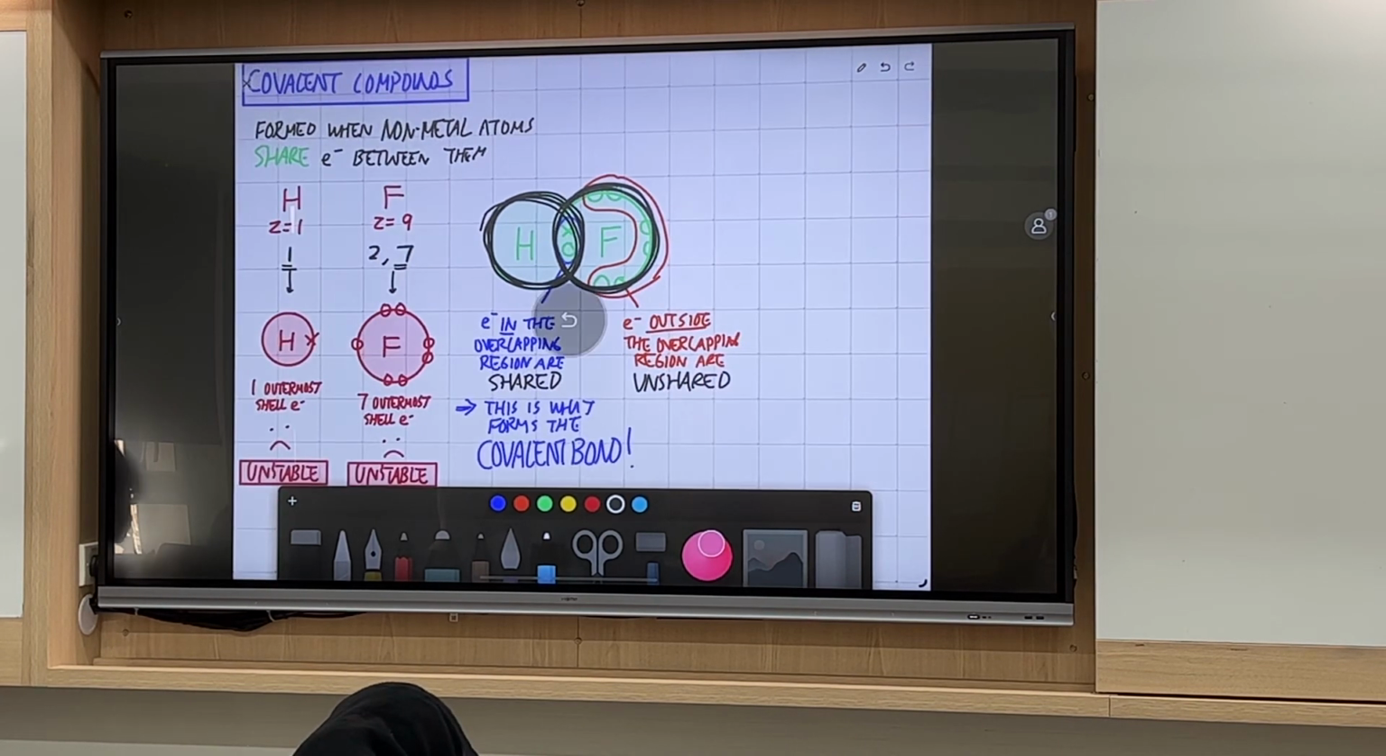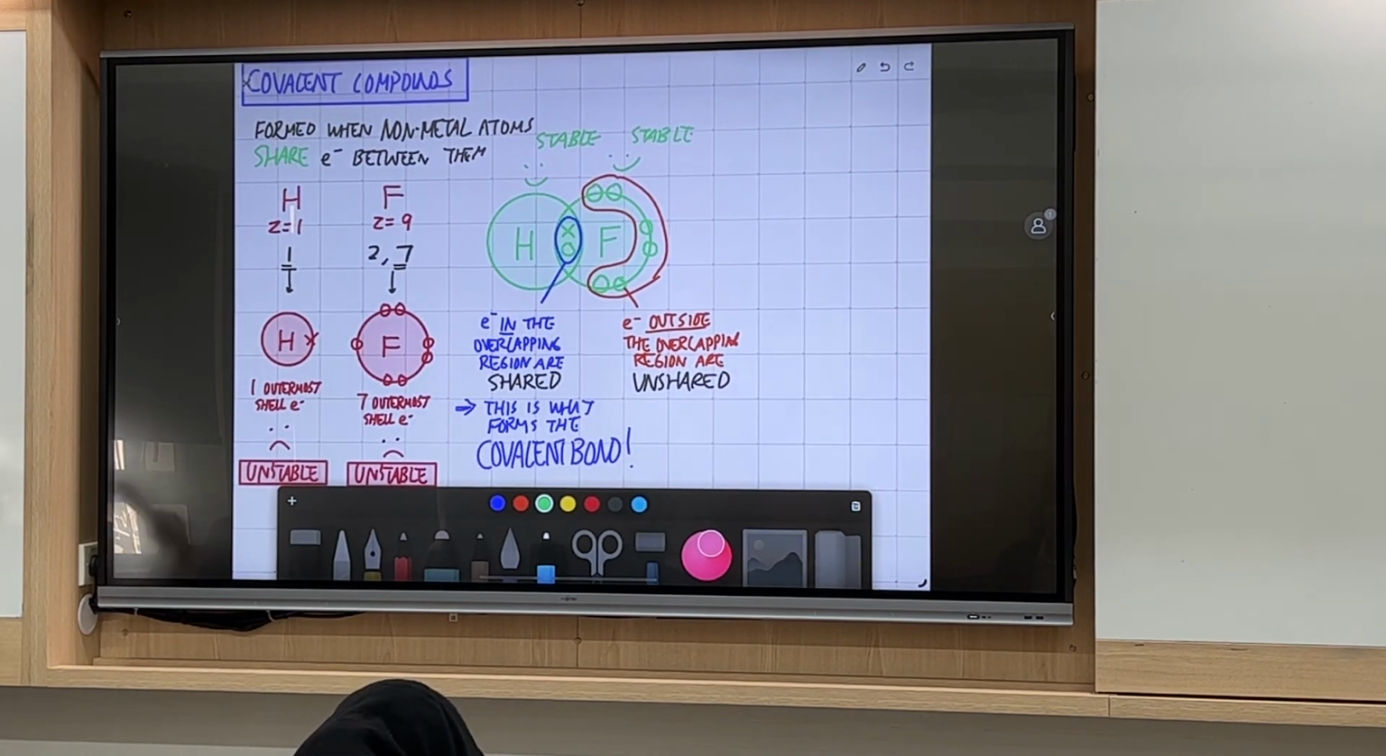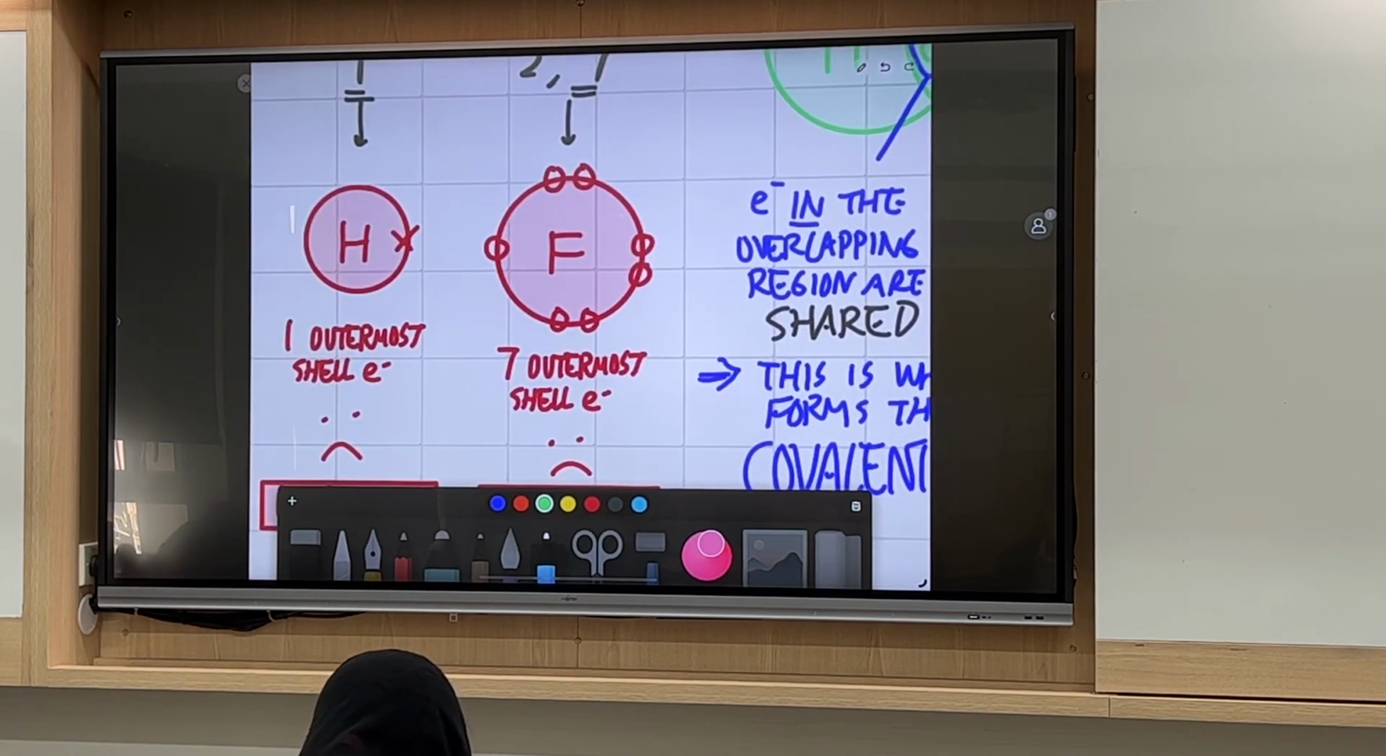So therefore, do you see that they are both stable now after forming the bond? Okay, so write down stable. So this is stable. This is why atoms like to stick together, because by sticking together, they help each other become stable, when they were individually not. Individually, they are unstable.